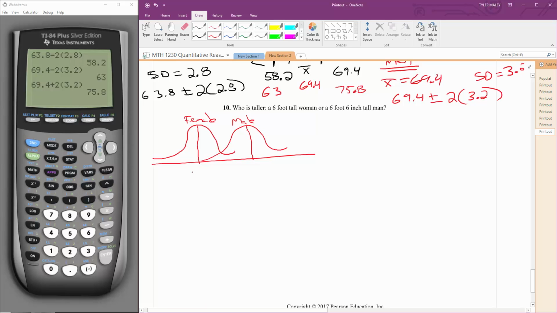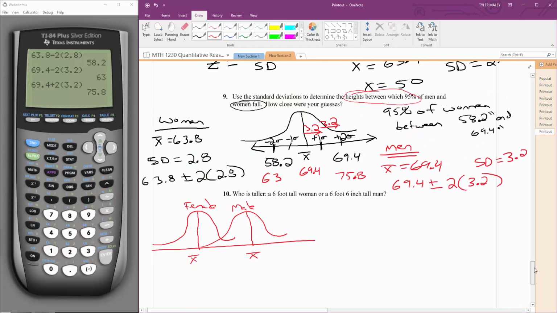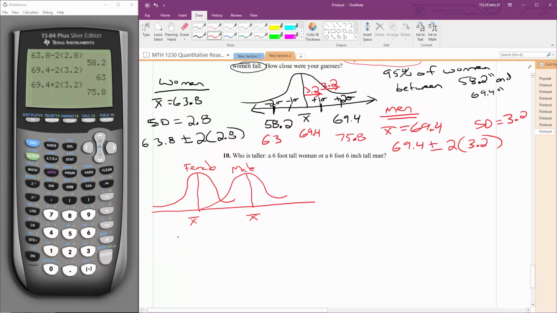Their x bar, their mean. The mean height for women we got above was 63.8, and the mean height for men was 69.4. So it's not really fair just to compare a 6-foot tall woman to a 6-foot 6-inch tall man. Of course, if you just compare that way, the 6-foot 6-inch tall man is taller. But we have to consider that females are generally shorter than males. That's what this means: the average of females is less than the average of males.